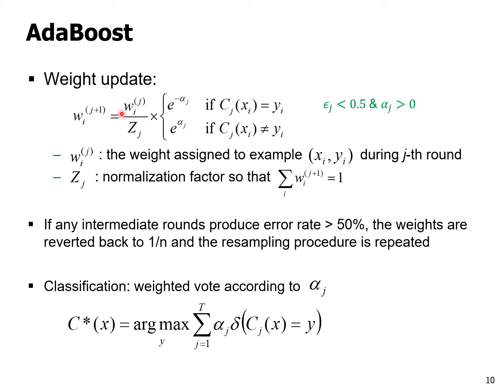Finally, this Zj is a normalization factor, and that is nothing but the summation of the entire W values. By the way, as I said, in the AdaBoost algorithm, if a certain classifier's accuracy is less than 50%, we simply remove it, throw it away, and create a new classifier. And finally, when the training is done, we simply do the weighted voting of the entire classifiers.